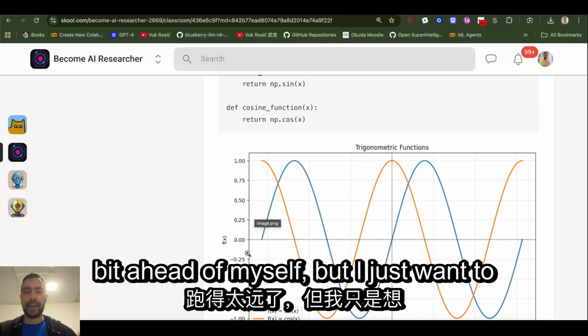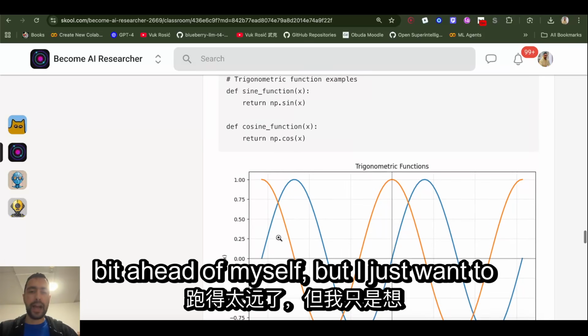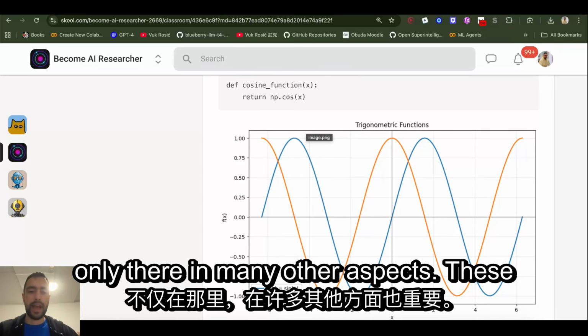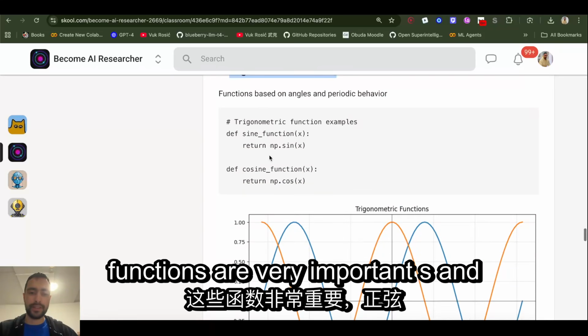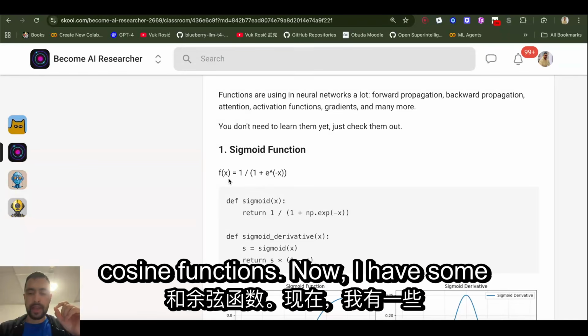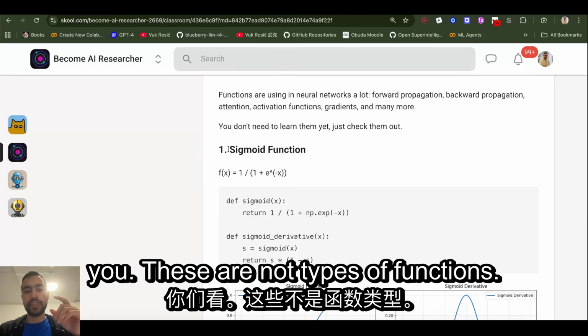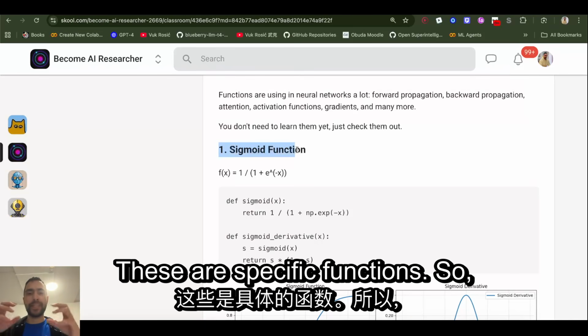Okay, I'm getting a bit ahead of myself, but I just want to show you that this is important, and not only there, in many other aspects. These functions are very important, sine and cosine functions. Now I have some specific functions that I want to show you. These are not types of functions, these are specific functions.